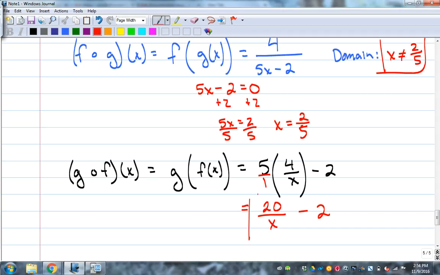What's the domain for that? Yeah, x just can't be 0 because the only denominator here is just plain x. So x being 0 would be what messes that up.